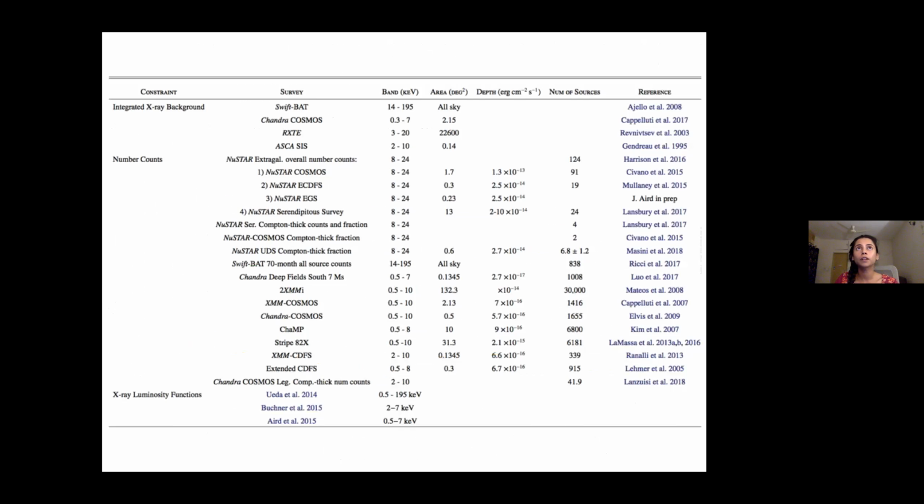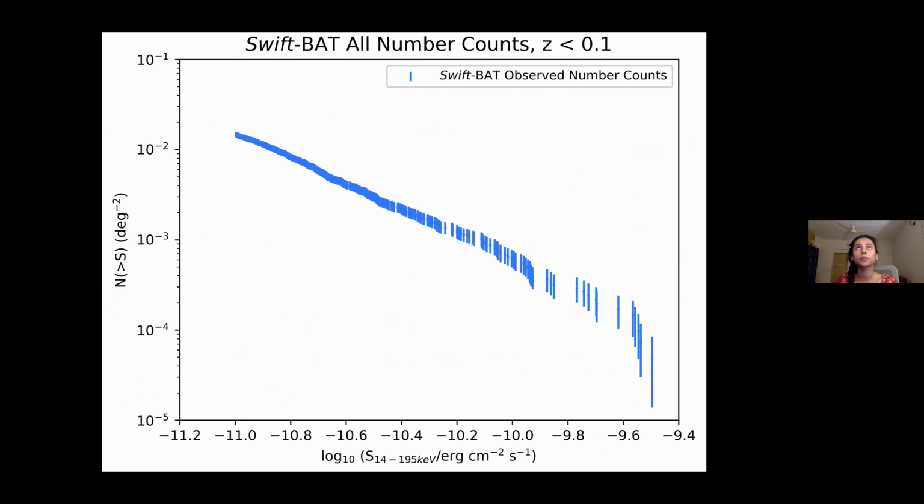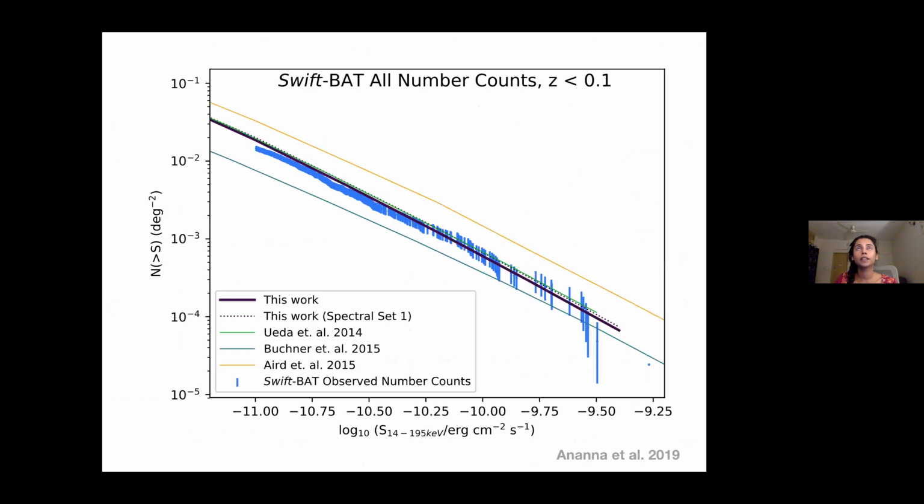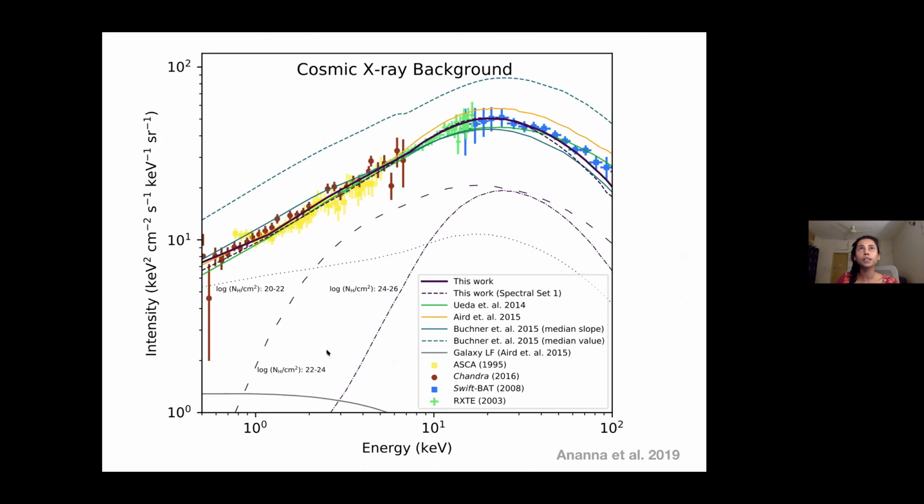Another new constraint is the SWIFT BAT data. And so we have the overall number counts here. It's the Ueda, Aird, Buchner fit, and this is our fit to the data. So as you can see, our fit agrees consistently with all the new available data, and this is our fit to the cosmic X-ray background.